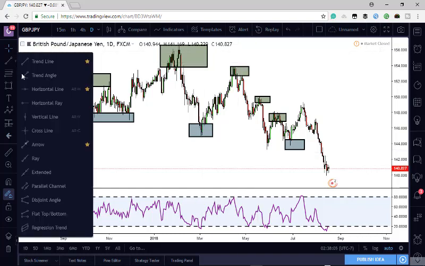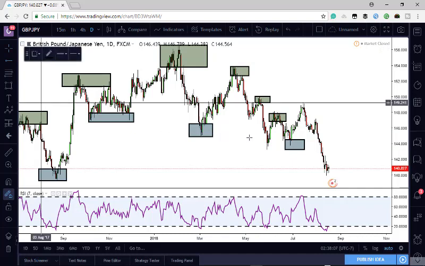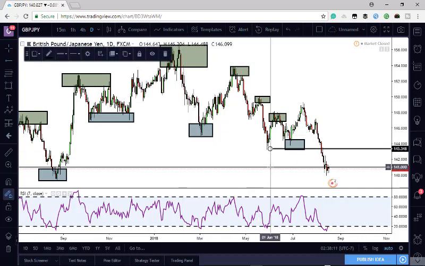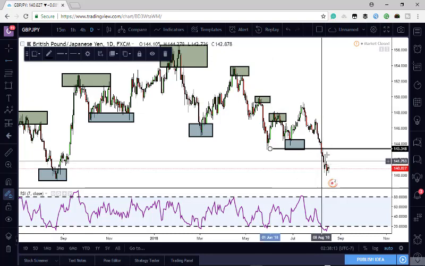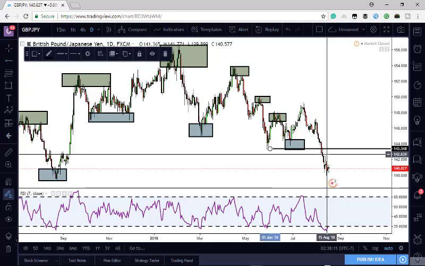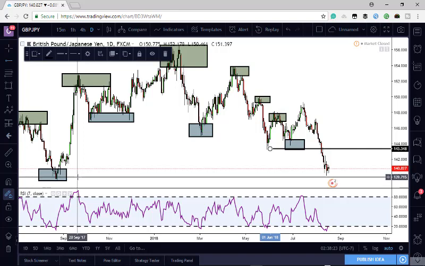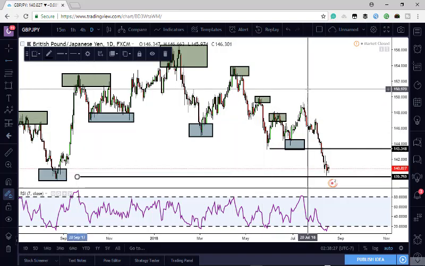So let's grab my tool. You can see that this was a nice support level that we were looking at. Again, price action managed to break through that level of structure without any hesitance. What do we do next? We look for the next level that we expect price action to react from, and this is the next level that we expect.